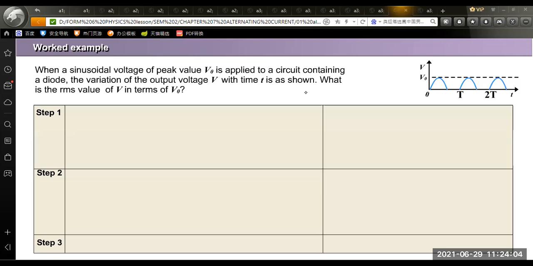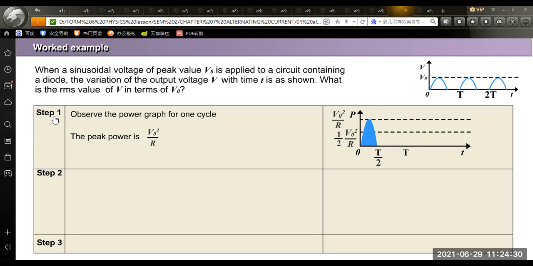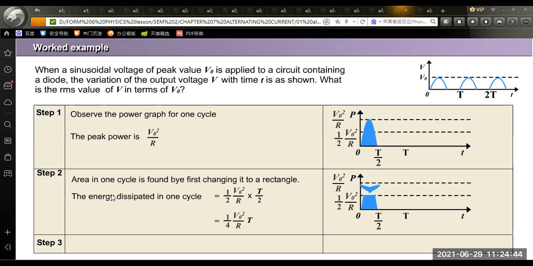Ladies and gentlemen, here is the worked example. When a sinusoidal voltage of peak value V naught is applied to a circuit containing a diode, the variation of the output voltage V with time t is as shown. What is the RMS value of V in terms of V naught? Observe the power graph of one cycle. The peak power is V naught squared over R, so the stable power will be 1/2 V naught squared over R.